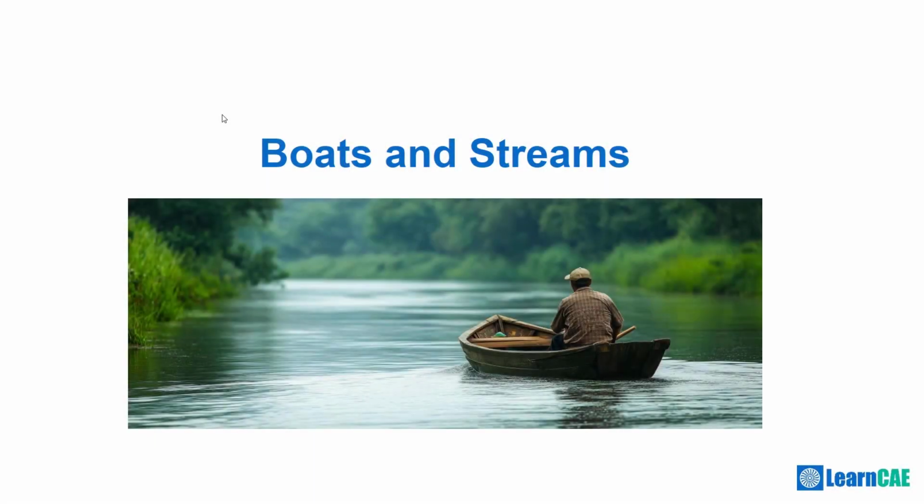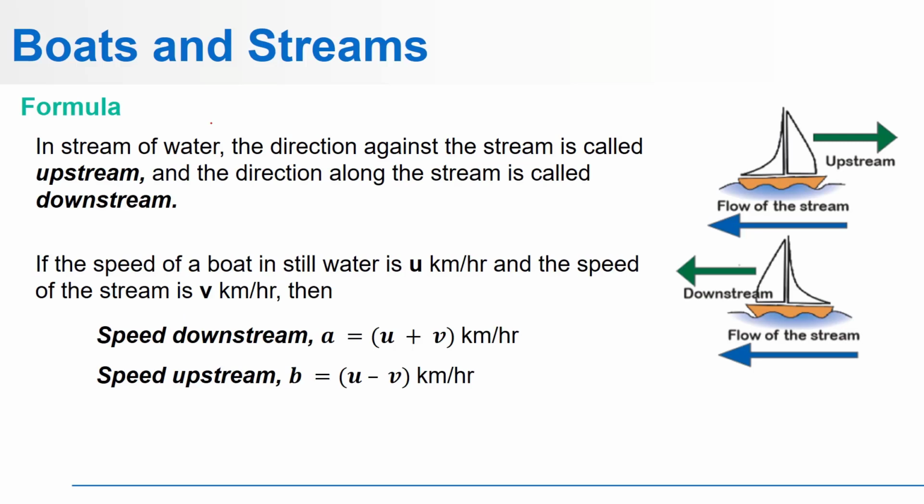In this lecture, we shall see problems related to boats and streams. We shall check the formula. In a stream of water, the direction against the stream is called upstream and the direction along the stream is called downstream. If you see in this image, in the first case, the boat is traveling against the direction of the flow of stream, so it is called upstream. In the second case, we can see both the directions are in the same side, hence it is called downstream. We have to remember this.